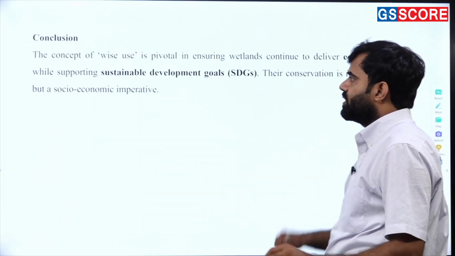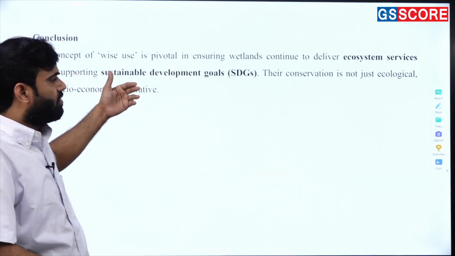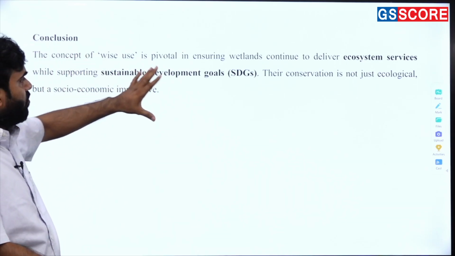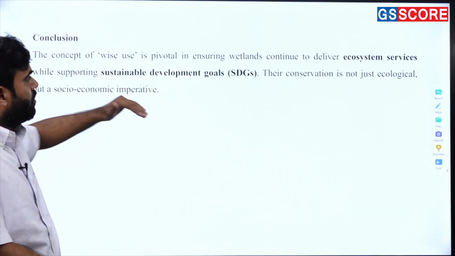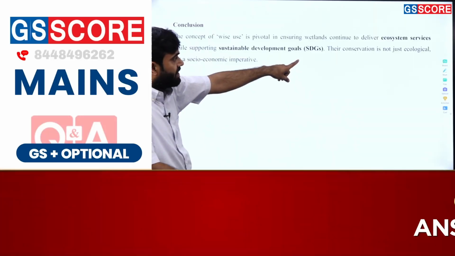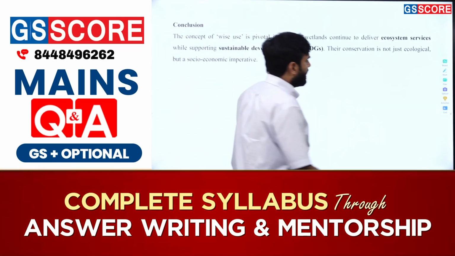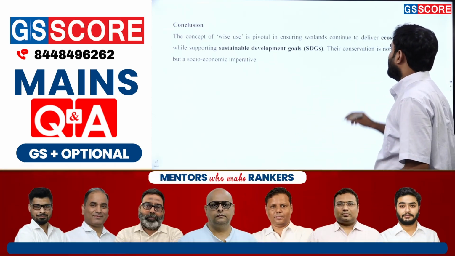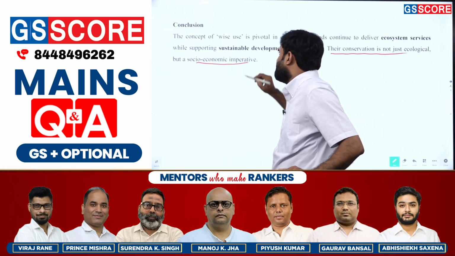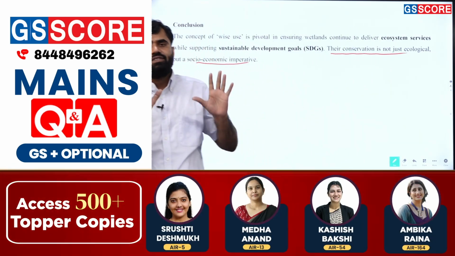Now let's move toward the conclusion. In the conclusion, you will see that we have used almost just 2.5 lines. Okay, the concept of wise use is pivotal in ensuring wetlands continue to deliver ecosystem services while supporting sustainable development goals. Their conservation is not just ecological but a socio-economic imperative. We have ended the conclusion with this, that it is a socio-economic imperative, and the first line is talking about wise use.